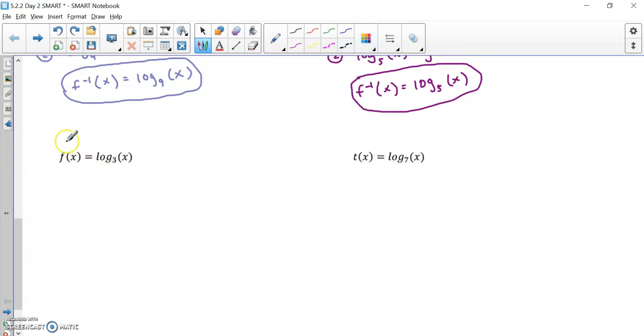So for this one, again, remember that this is your y, so I'm just going to rewrite it because I know we're all more comfortable when there's a y there. So now let's do our steps. Step 1 is to switch x and y, so x equals log base 3 of y. Step 2 is to switch this to exponential form.